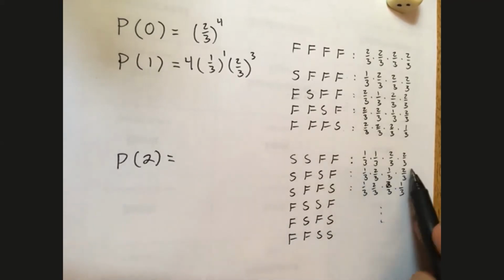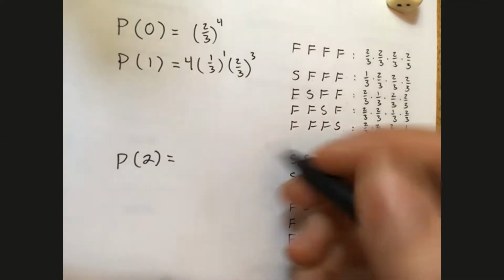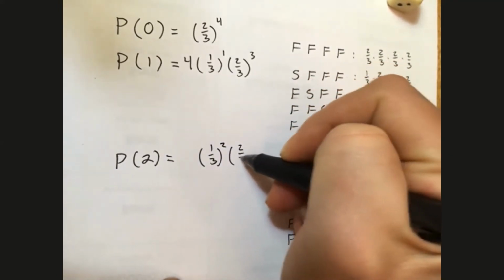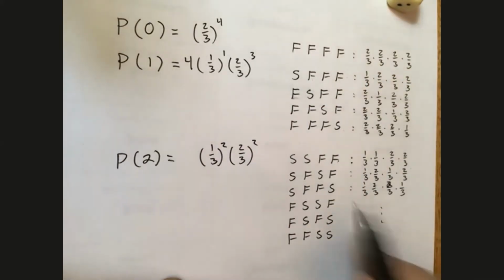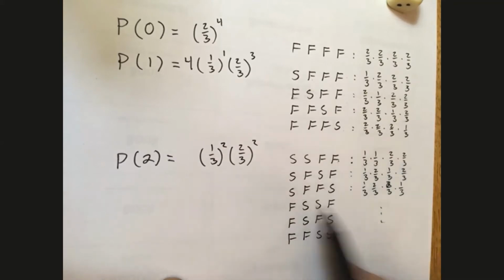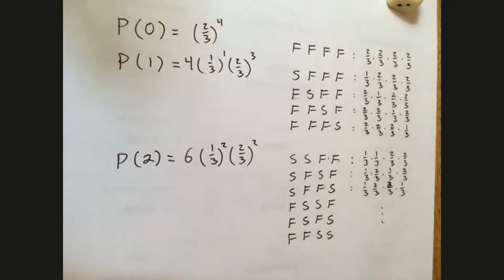So let's just compute the first one, and we'll multiply it by 6, right? So this is 1/3 squared, 2/3 squared, because there's 2 1/3s and there's 2 2/3s. And how many of these are there? There's 6 of them. Okay, so that's the probability of getting exactly 2 successes.